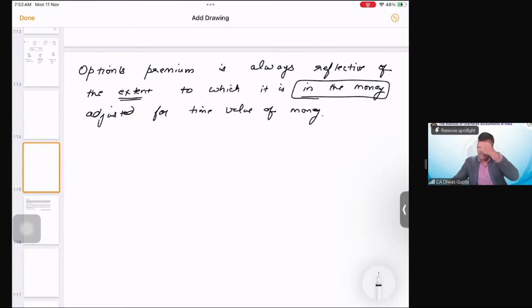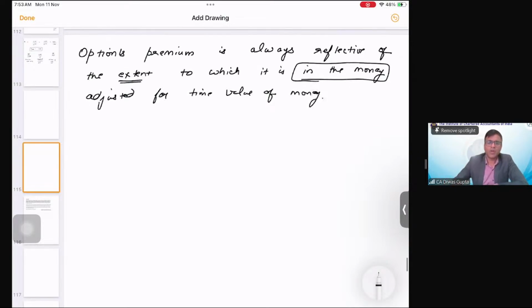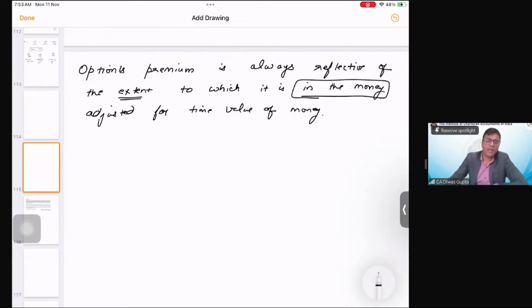Yeah. So what I was saying is, I was just trying to explain this line item. The option premium is always reflective of the extent to which it is in the money. So imagine if an option is out of the money, no one will be willing to give any value or any premium for that option. If the option is in the money, the option writer will expect at least that much amount to be received as premium, right? And why I'm saying adjusted for time value of money, because the settlement of an option might happen 3 months, 6 months, 1 year from now, whatever is the time period.